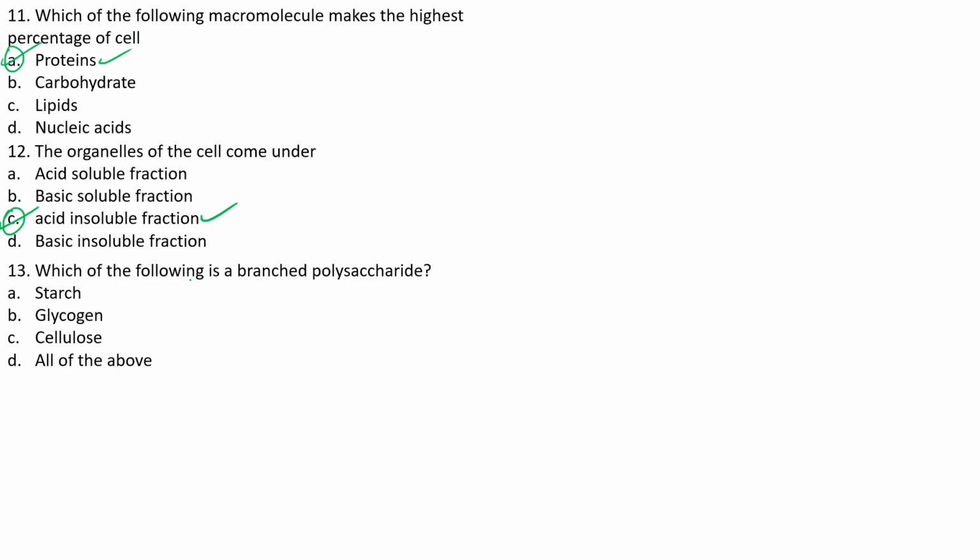Next, which of the following is a branched polysaccharide? Starch, glycogen, cellulose, all of the above. The answer we know: glycogen is actually a branched polysaccharide.